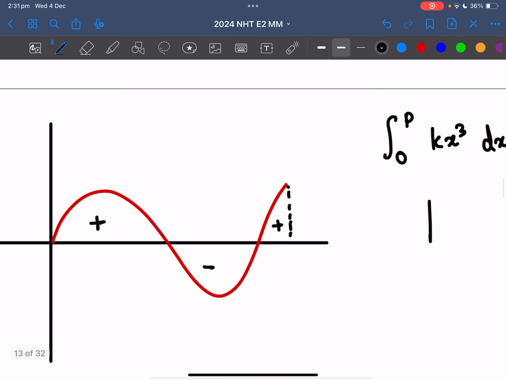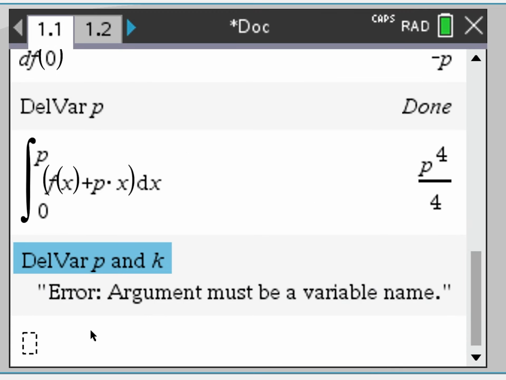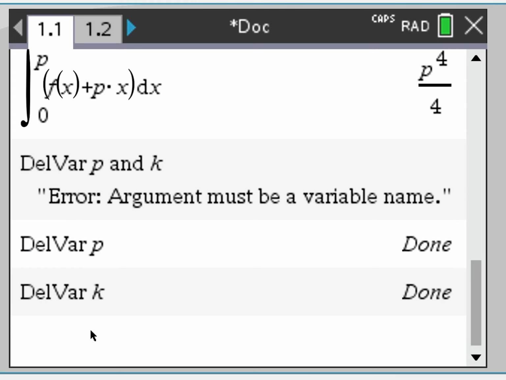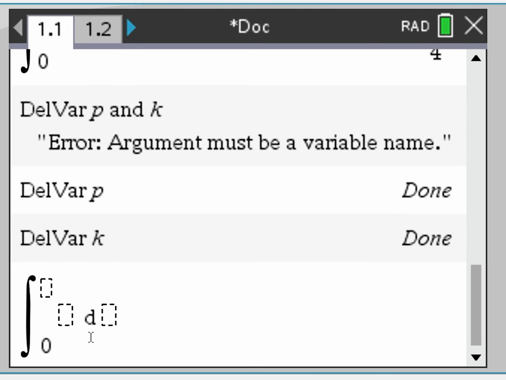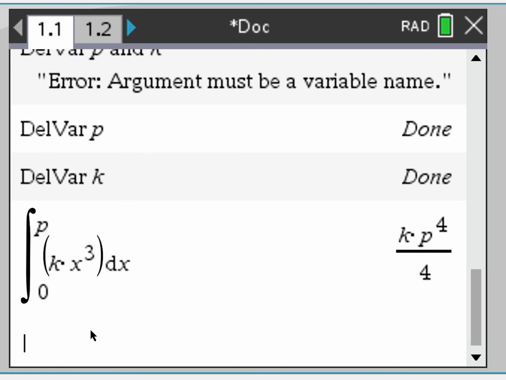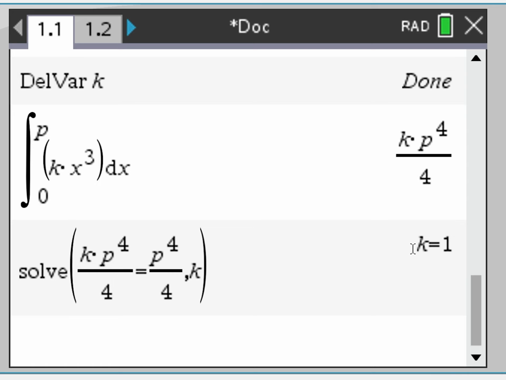Okay, so if I were to do this on CAS, I think that would make more sense. So let me undefine the variables p and k. So menu 1, 3, p and k. Oh, I can't do 2 at the same time. Okay, p and then I'll do k. Now we'll set the integral of, so menu 4, 3, from 0 all the way to p, I mean, k times x cubed dx. Okay, so we get this area over here. Now if I were to just solve that equals p to the power of 4 on 4, comma k. Yeah, we get the answer of 1.